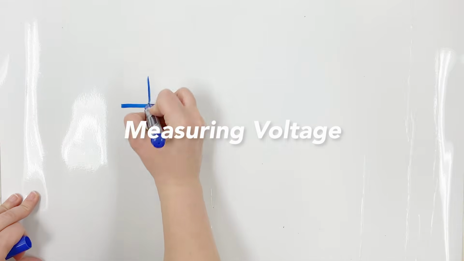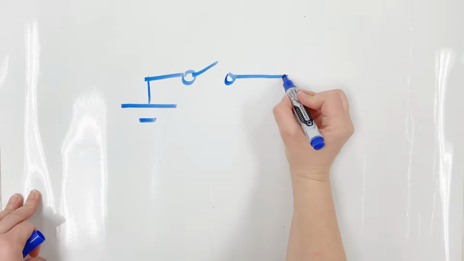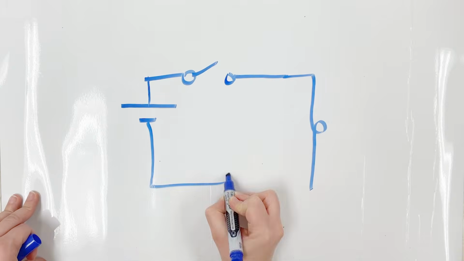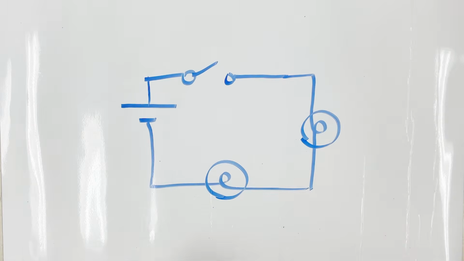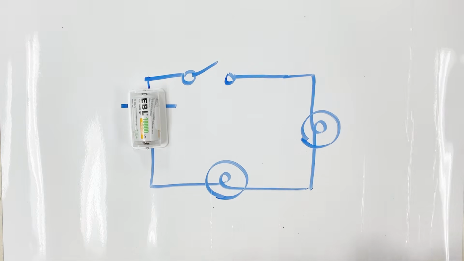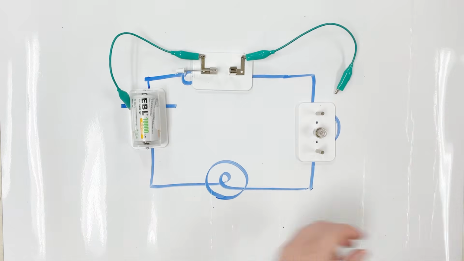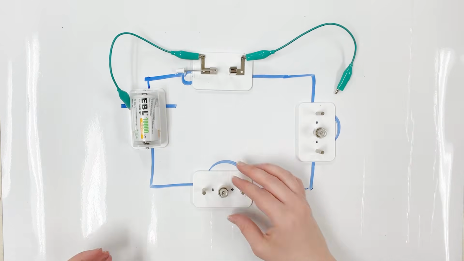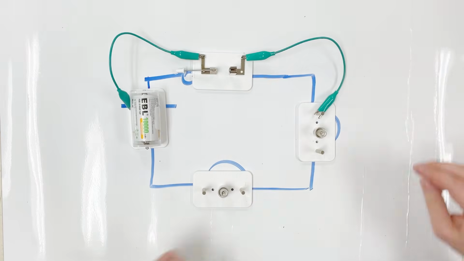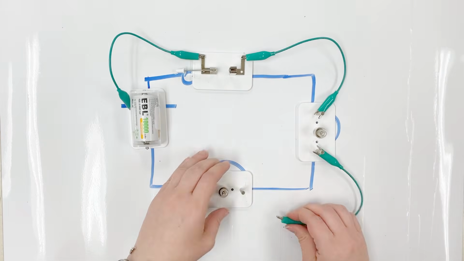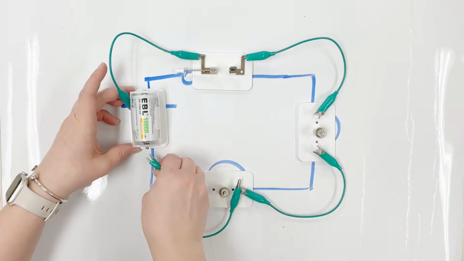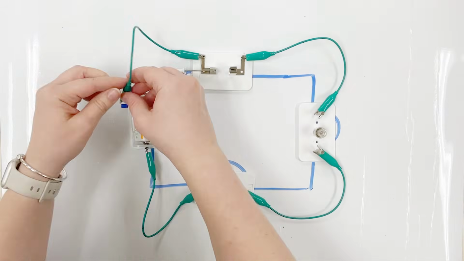To measure voltage in a circuit, we use a voltmeter. A voltmeter measures the electric potential difference, which tells us how much energy each charge gains or loses as it moves through a component. For example, a charge will gain energy as it moves through the battery, and a charge will lose energy as it moves through the light bulb. For younger students, voltage can be thought of as the push that drives charges through the circuit.